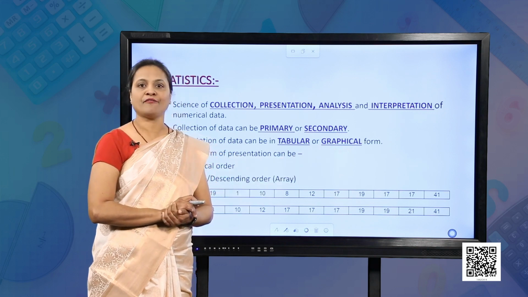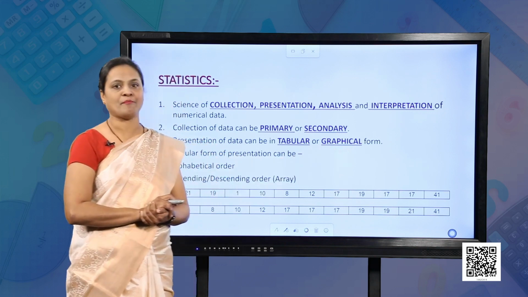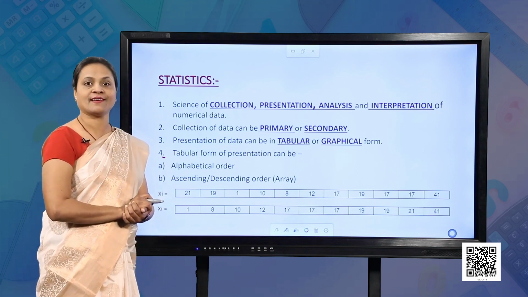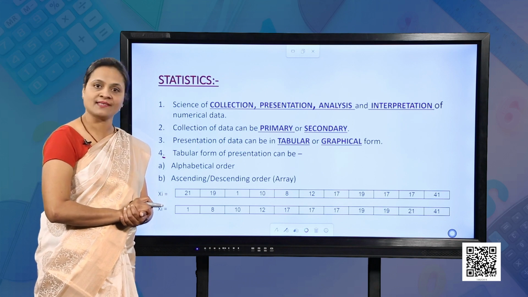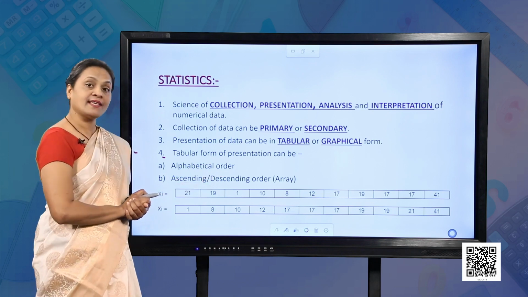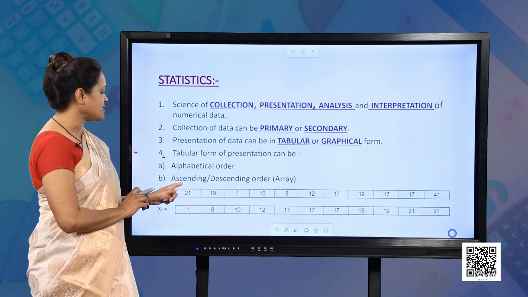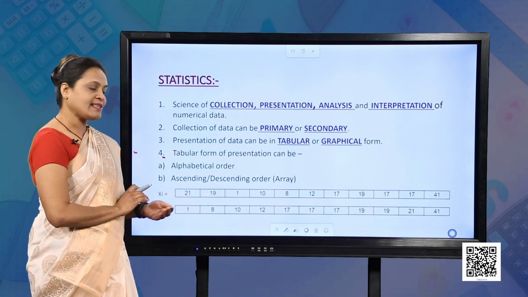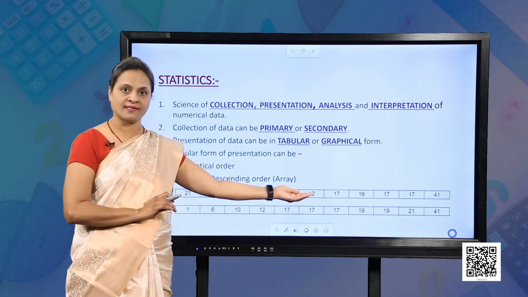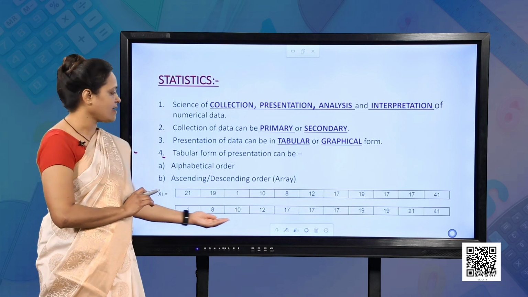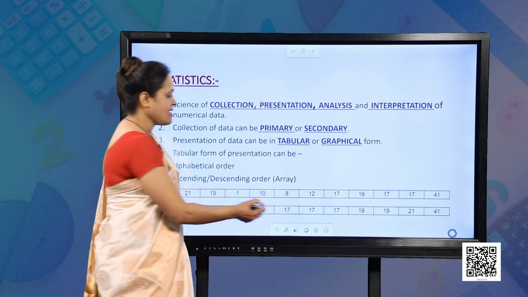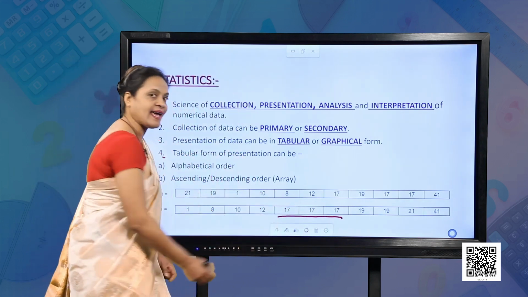Let us review how we represent the data in tabular form. The list of your class can be written in alphabetical order, names of all the students. This can be alphabetical arrangement. When the data is numerical, it can be arranged in ascending or descending order. As you can see, by xi we are representing marks of 11 students. When these marks are arranged in ascending order, we can draw some results. Like I can see that 17 marks are scored by 3 students.